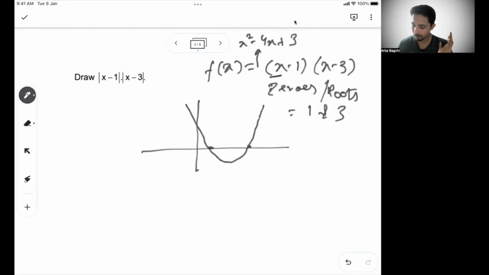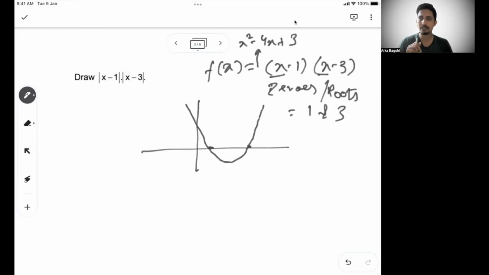If I put 1 for x or 3 for x, the entire equation becomes 0. So 1 and 3 have become my roots. And then we know it's a parabola, this kind of shape. This is called a parabola. But also, whether it will be an upward-open parabola or a downward-open parabola.